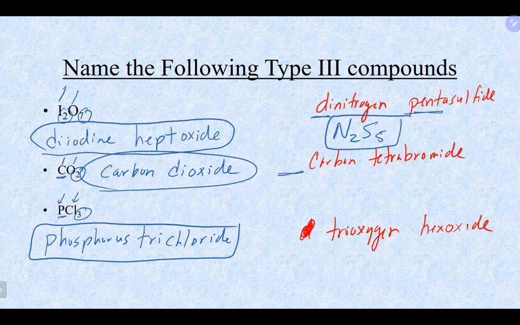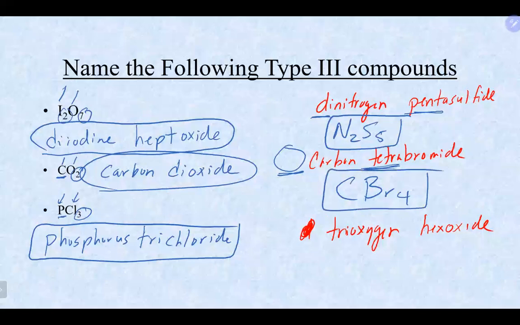Carbon, no prefix, but I do see a prefix here. That tells me it still is a type 3 compound. No prefix means mono, which means there's one of them, so I'm just going to write C. Tetra is 4 and bromide is Br. And that is it on that.